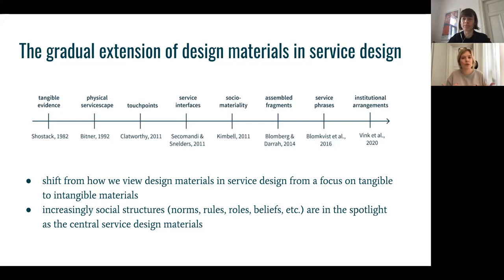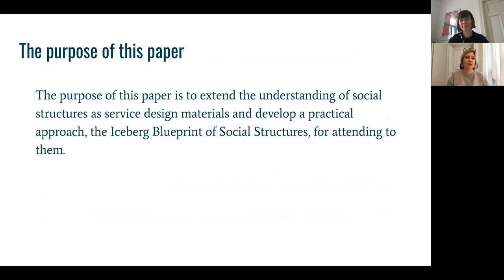So with social structures, we mean invisible aspects that tie human beings together. These can be norms, rules, roles, beliefs, frames, different kinds of things that we almost without thinking about them follow in our everyday lives. So what we want to do with this paper then is to extend this understanding of what it means if social structures are the central design materials, and then develop a practical approach, the Iceberg blueprint of social structures, for attending to the social structures in practice.